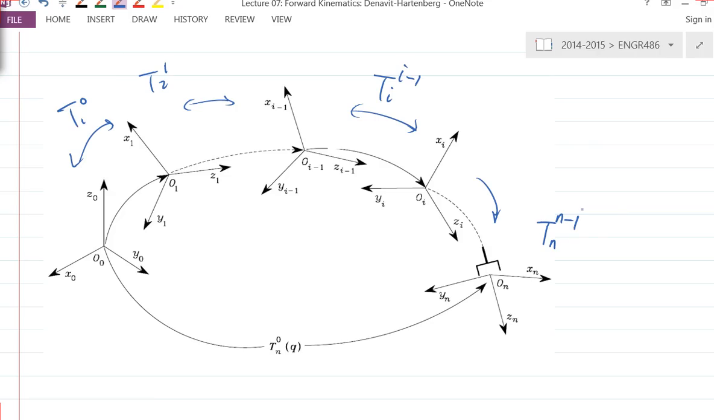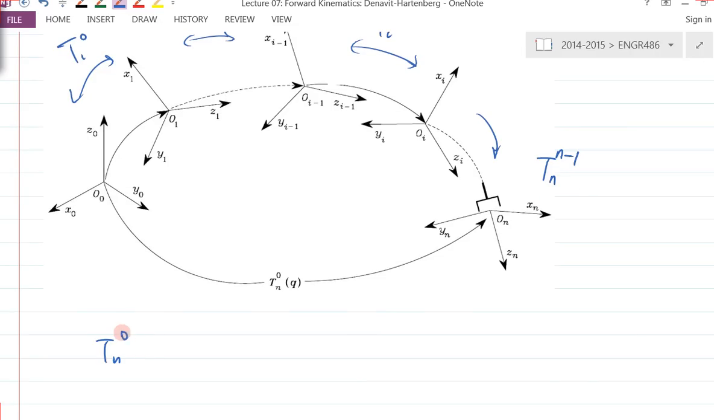Assuming, remembering the previous lecture, from here to here is obtained by a certain rotation and translation. Then from here to the next one is obtained by a rotation and translation with respect to the current frame, this frame here. So each one of these is obtained by a rotation and a translation about the current frame, and you end up with the next frame. Ultimately you end up here. Each one of them is about the current frame, and now what we're looking for is Tn0, the position and orientation of the end effector frame with respect to this fixed frame, the reference frame.